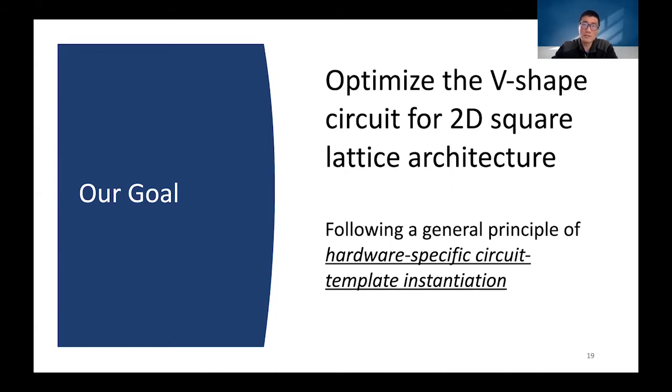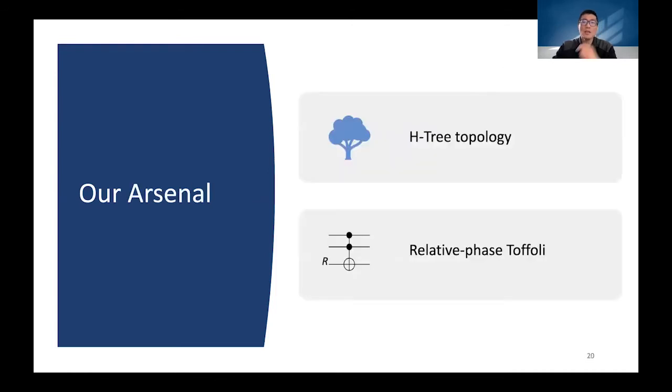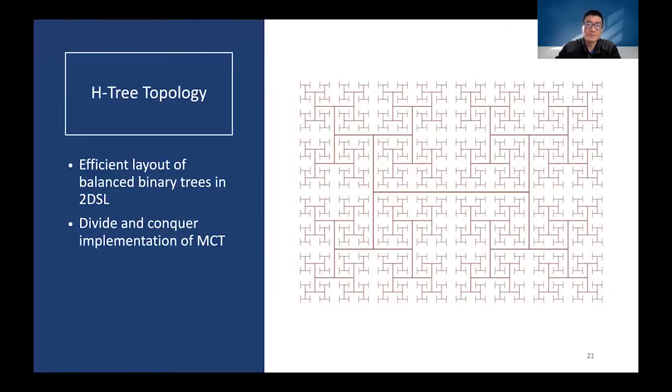In the sense that we can get rid of this linear dependency and produce very shallow circuits in the end. In trying to accomplish our goal, there are two techniques that we use along the way. One is called the H-tree topology. The other is called the relative phase Toffoli, as opposed to the traditional Toffoli that we briefly discussed before.